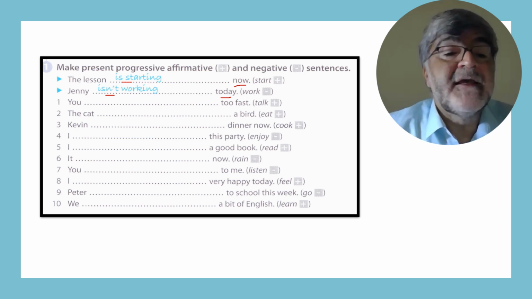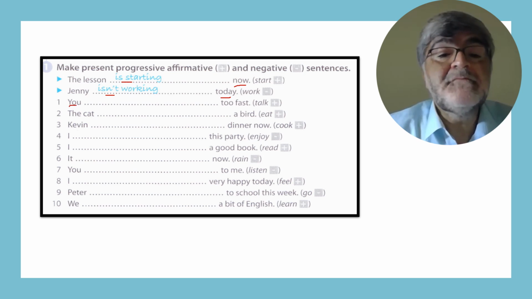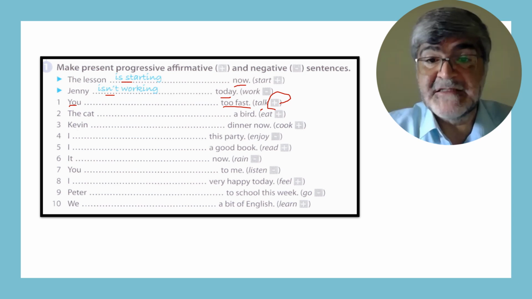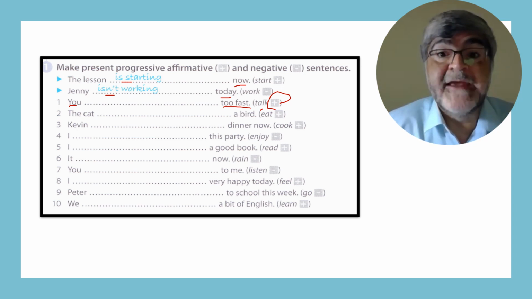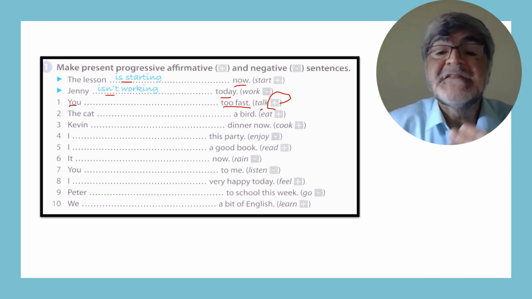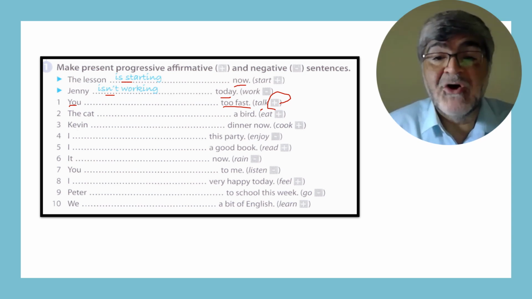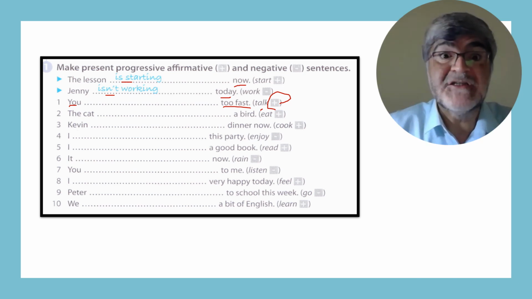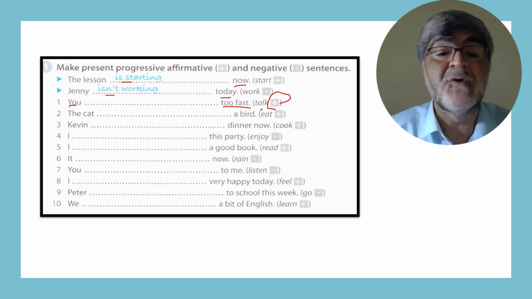Good. Now, number one is you, talk, too fast. Okay, and it's positive, so we can say you're talking too fast, or you are talking too fast. Now, a question. Am I talking too fast? Not at all. I'm not talking too fast. I'm talking slowly. Why am I talking slowly? Because this is basic grammar lesson. It's not advanced grammar lesson. It's basic grammar lesson. So I'm talking slowly.